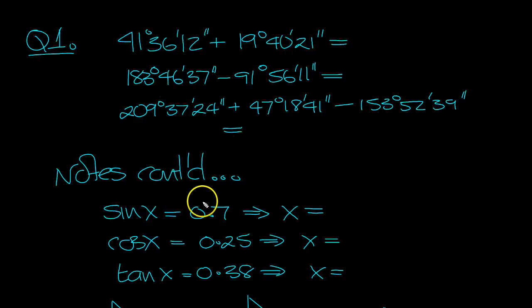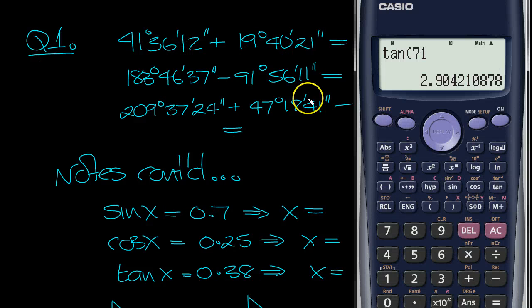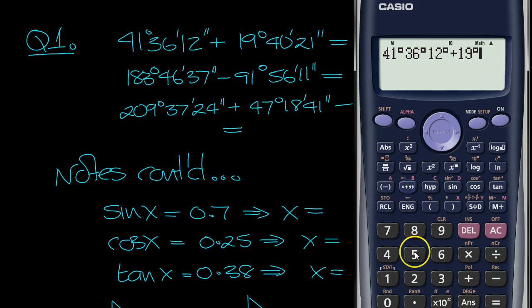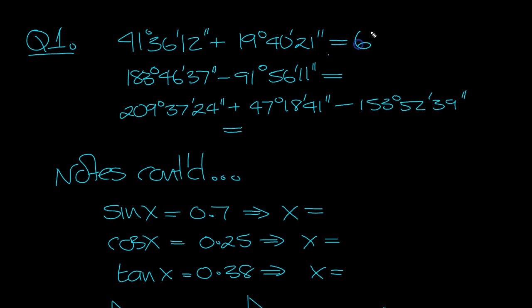Question 1, let's work out this, and then we'll just summarize the last part of the notes and have a look through those. So 41 degrees, 36 minutes, 12 seconds, plus 19 degrees, 40 minutes, 21 seconds, equals 61 degrees, 16 minutes and 33 seconds.